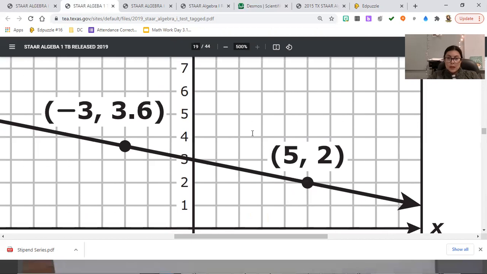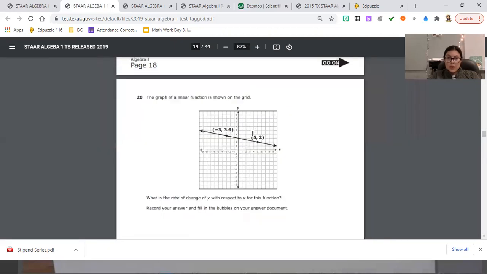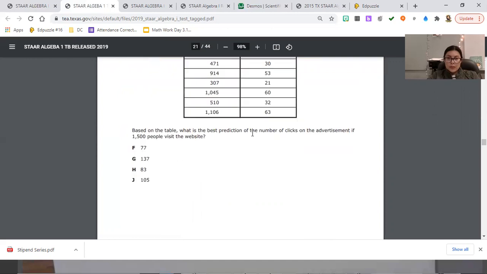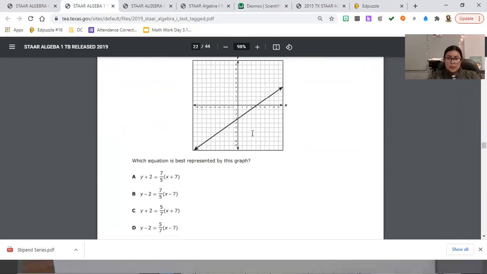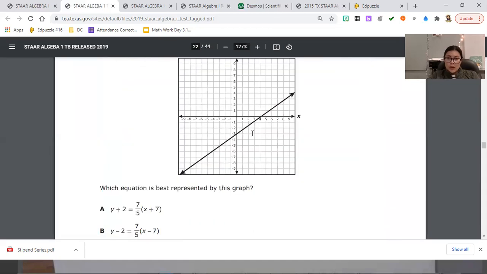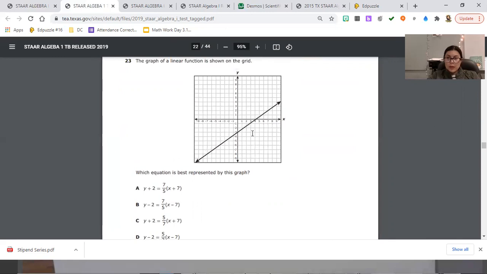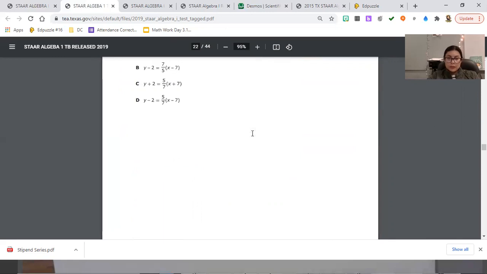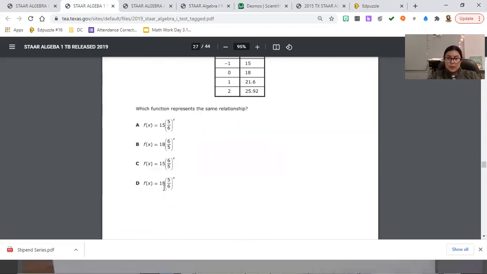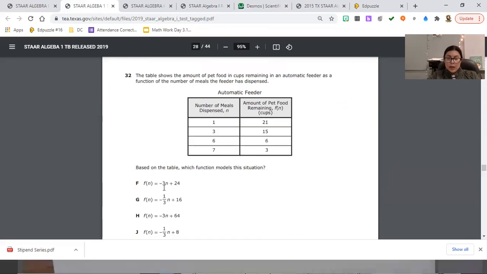What is the answer for number 20? They're asking for the rate of change. Let me zoom in, pause the video. What is the answer for number 23? What is the answer? Stop the video, look at number 26. What's the answer for number 26? Stop the video.